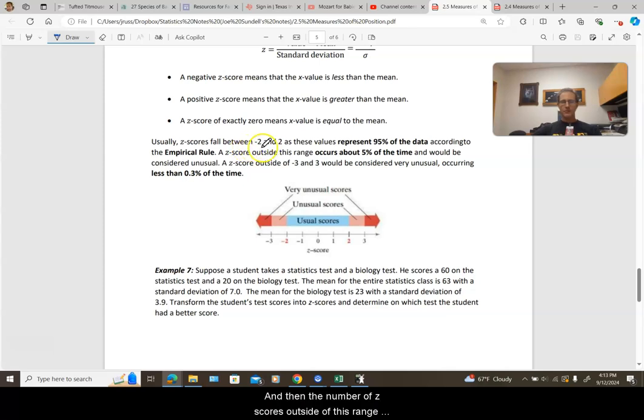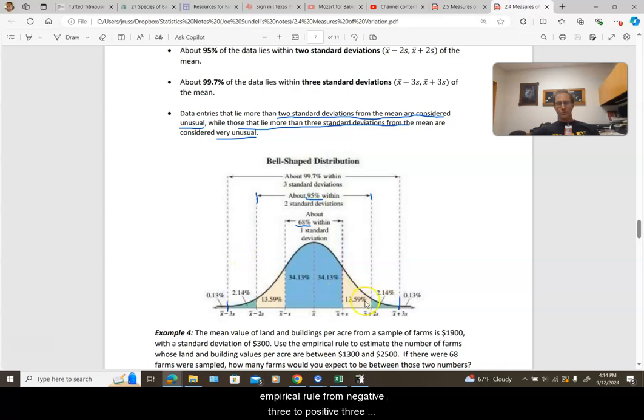And then the number of z-scores outside of this range are only going to occur about 5% of the time, because if 95% of the data is between 2 standard deviations, then the other 5% will be on the other side, or will be in the tails. Okay, and then it's very similar. There will hardly be any z-scores beyond -3 or +3. In fact, if you look back at the empirical rule, from -3 to +3 standard deviations, you have almost 100% of the data set.